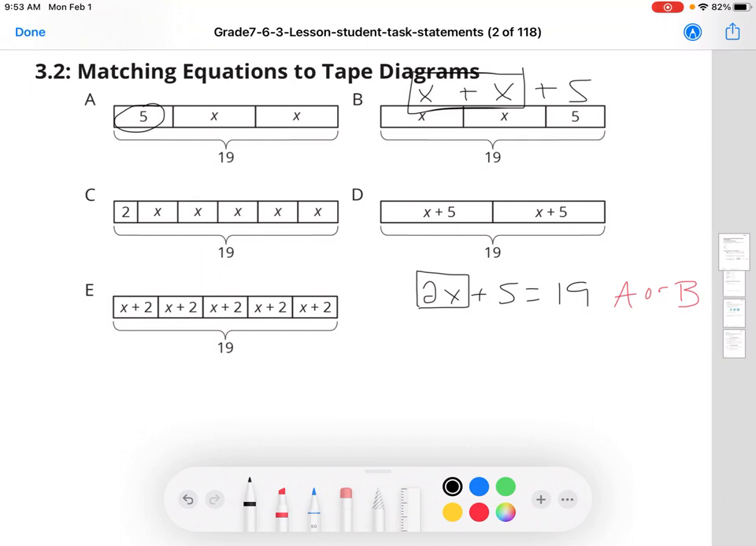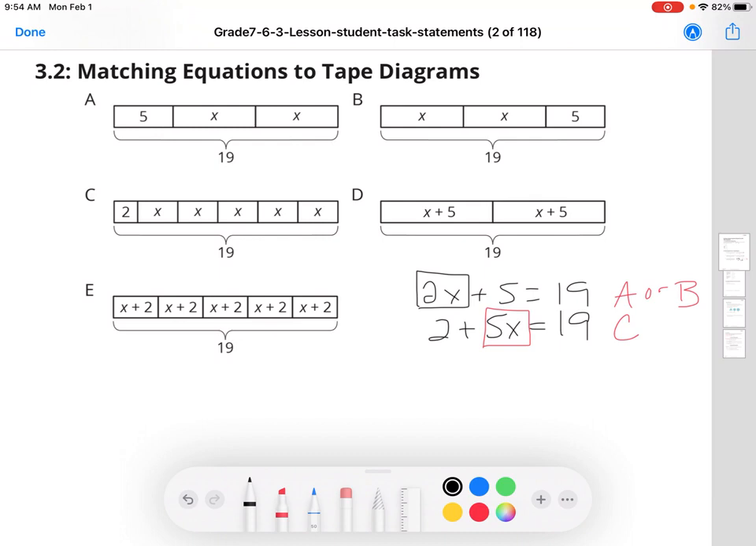Okay, your next equation is 2 plus 5 times x equals 19. So which diagram would that match? Diagram C. So we have 2 plus x plus x plus x plus x plus x. So we have 5 total x's in repeated addition. I know that 5 times x is the same thing as x plus x plus x plus x plus x. And then we have a 2 to add to that.